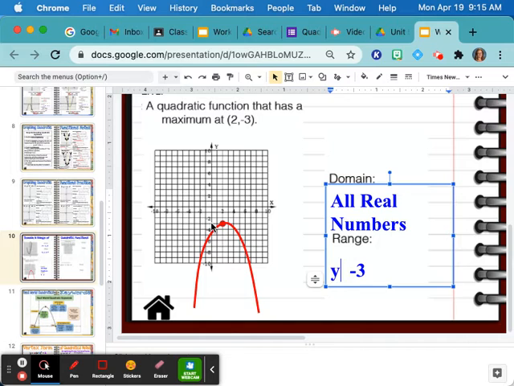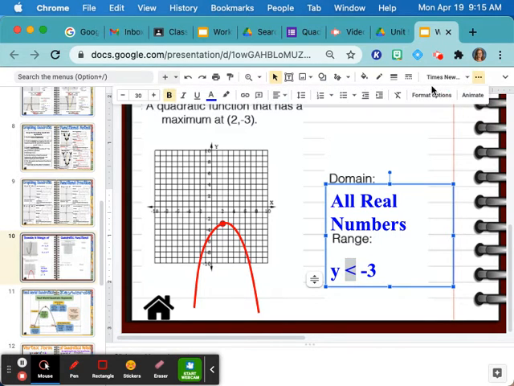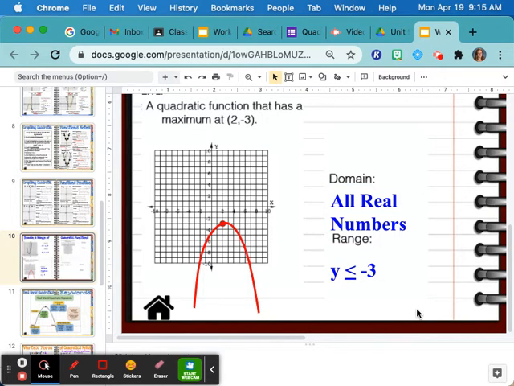What inequality am I going to use? Is it going to be greater than or less than? Less than. And is negative 3 included? Is there a point that we could plot? So it's less than or equal to. I need to underline that. There we go. Y is less than or equal to negative 3.